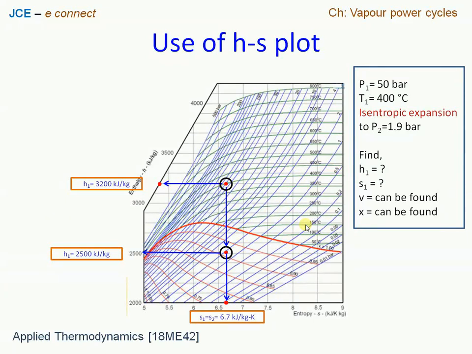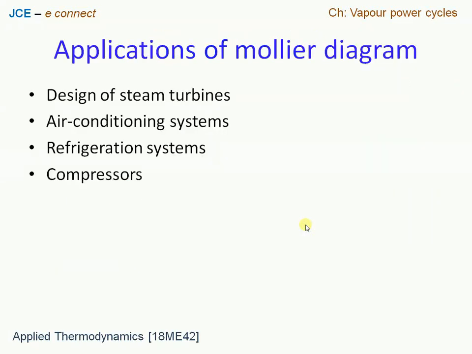So friends, with this we have come to the end of today's lecture. Before that, let us look at the applications based on the HS plot. The Mollier diagram or HS plot is popularly used in the design of steam turbines, or it can be used in air conditioning systems, refrigeration systems, and likewise compressors as well.